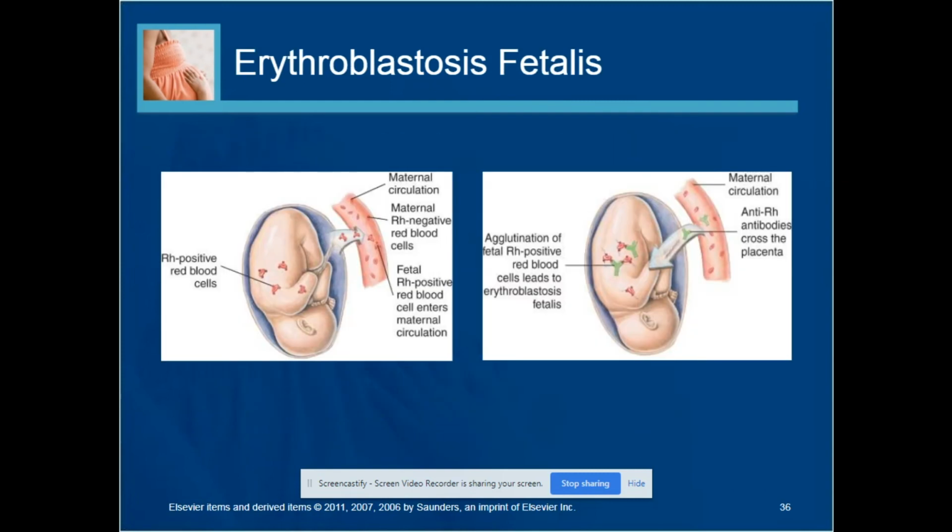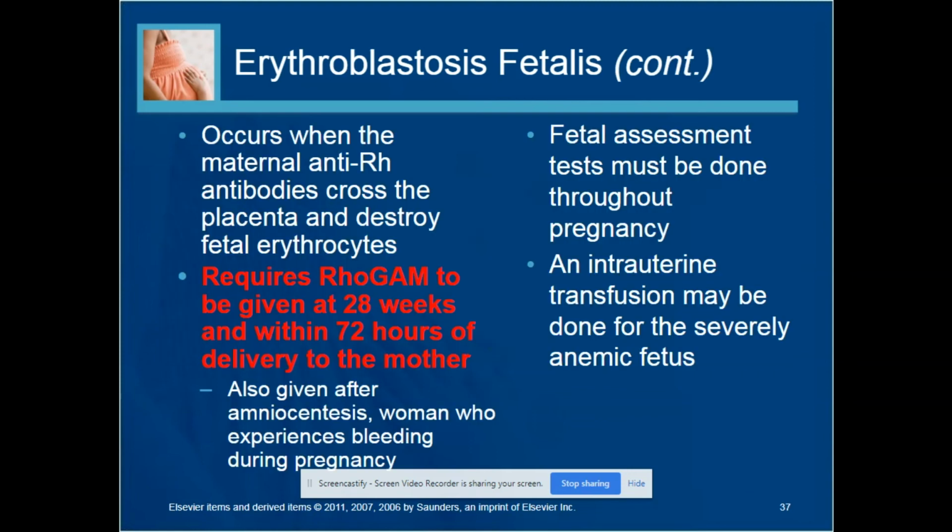So this is just a presentation of what it looks like if you need a pictorial presentation. So this occurs when the maternal Rh antibodies cross the placenta and destroy fetal erythrocytes. Remember, it's not going to occur in that first pregnancy, but subsequent pregnancies thereafter when the baby's positive.